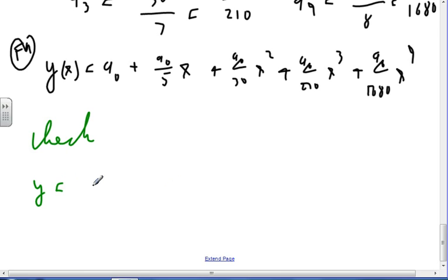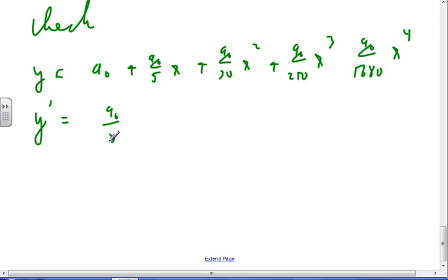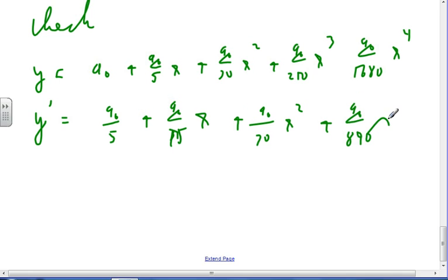y is a0 over 5 x, a0 over 30 x squared, a0 over 210 x cubed, a0 over 1680 x to the 4th. y prime is a0 over 5, a0 over 15 x, a0 over 70 x squared, a0 over 840 x cubed, and I'm going to need 2 of those guys, so I'm going to write down another one.